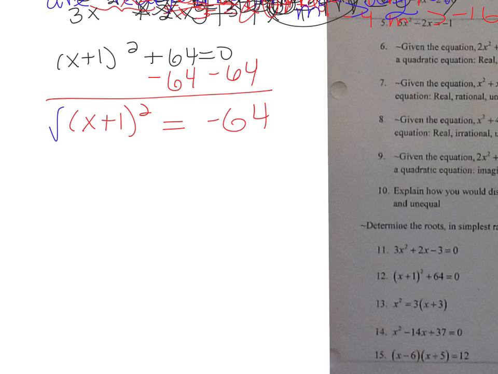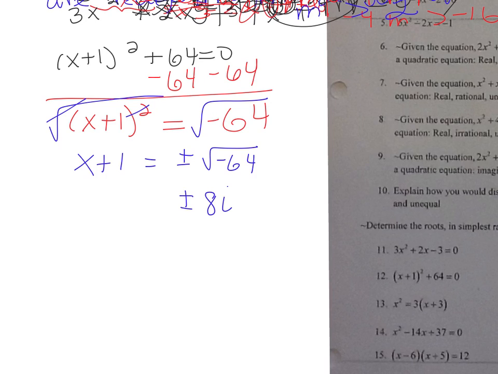So I take the square root of both sides. That cancels that out. So I have x plus 1 equals, remember, you get plus minus the square root of negative 64. The negative becomes an i. The square root of 64 is 8. So it's plus minus 8i. So now I'm going to subtract 1. When you subtract 1, that goes in front of the plus minus. So it's x equals negative 1 plus minus 8i. Okay, let's take a look at number 13.